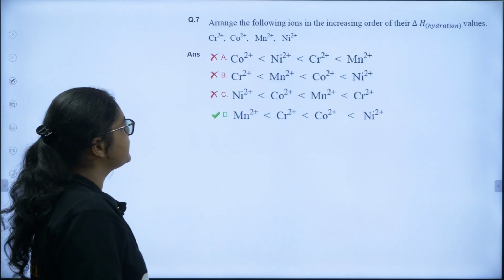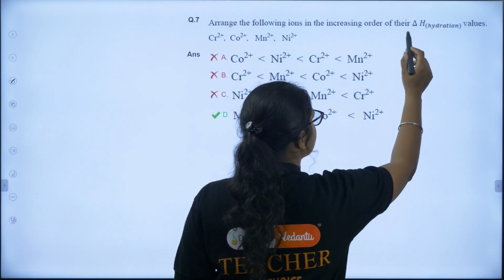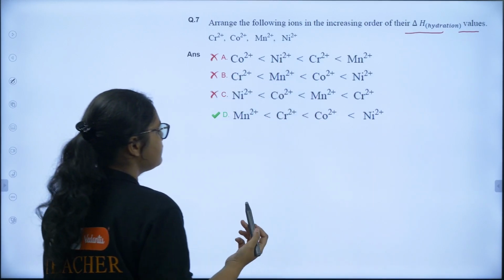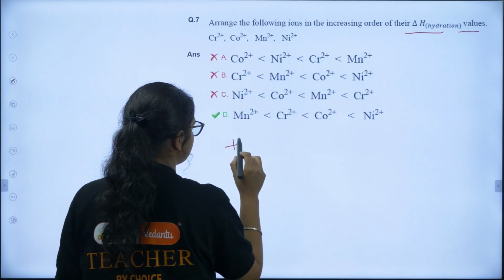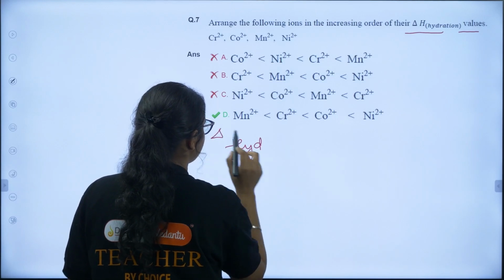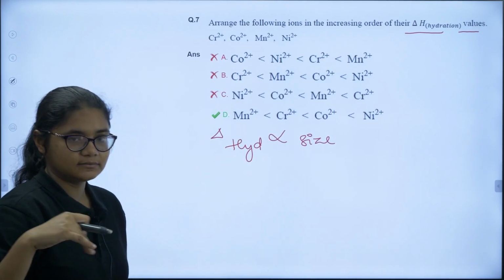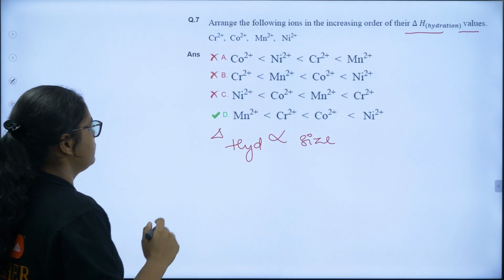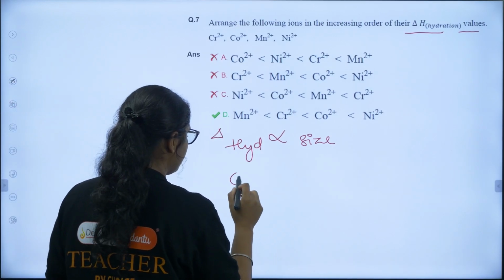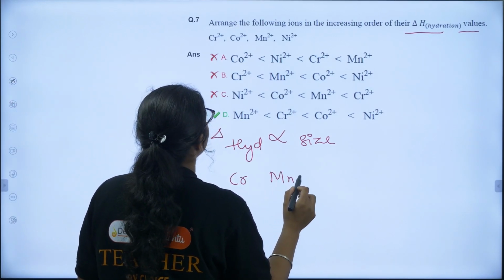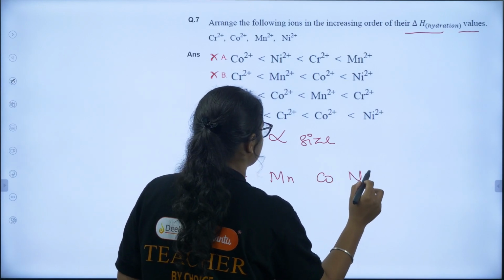Okay, next question. Arrange the following in the increasing order of their hydration enthalpies. So if you know, hydration enthalpy, delta H of hydration, is proportional to size. Okay, smaller size, more hydration enthalpy. Now if you see the elements, they are chromium, manganese, cobalt and nickel, right?